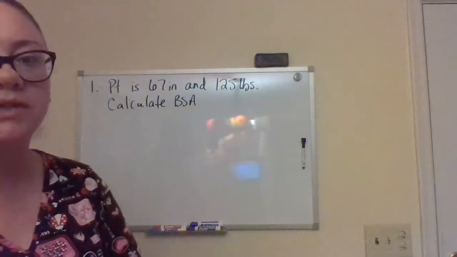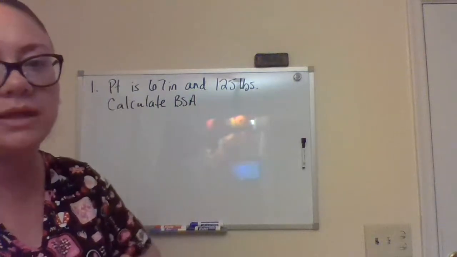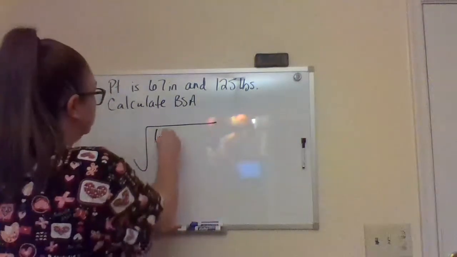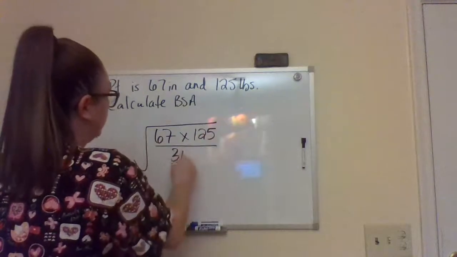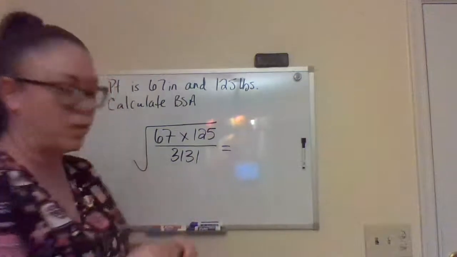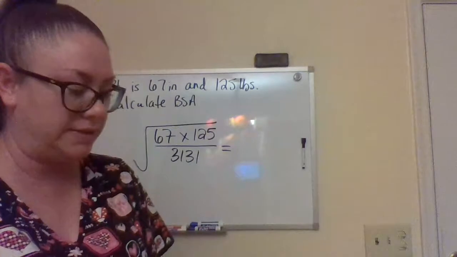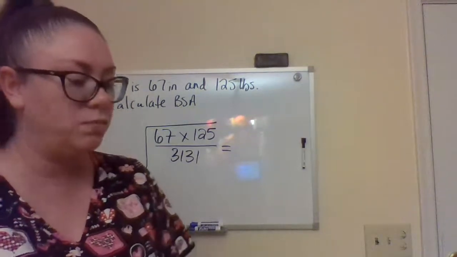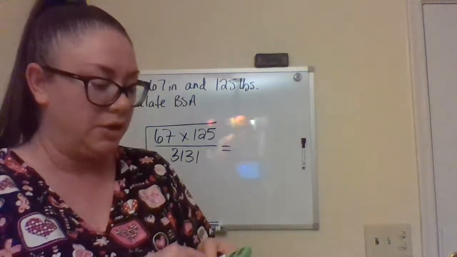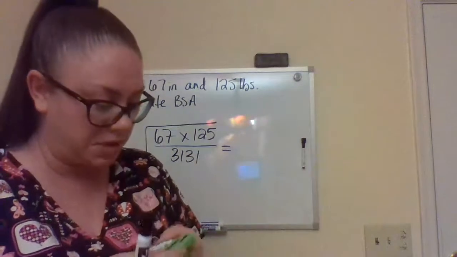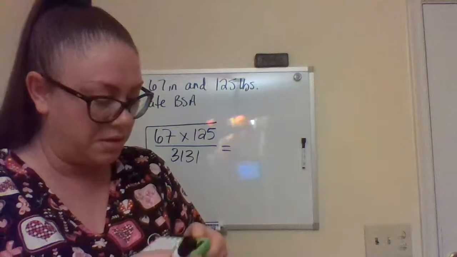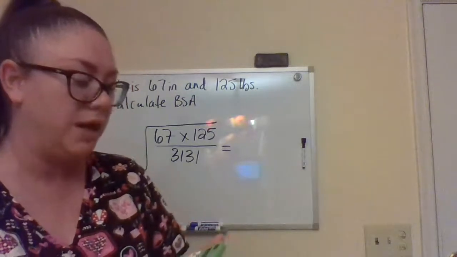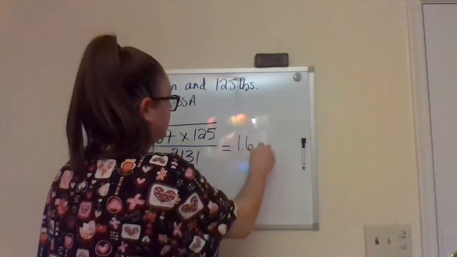The first problem says your patient is 67 inches and weighs 125 pounds. Calculate the BSA. You're going to put that into your formula. Since it is in inches and pounds, we're using the household formula. We take 67 times 125, divide that by 3131, leave it, and then square root. On your calculator, 67 times 125 divided by 3131 gives you 2.6748642. You hit your square root button, and you get 1.63557072. I tell my students to round to the tenths place, so it would be 1.6 meters squared.